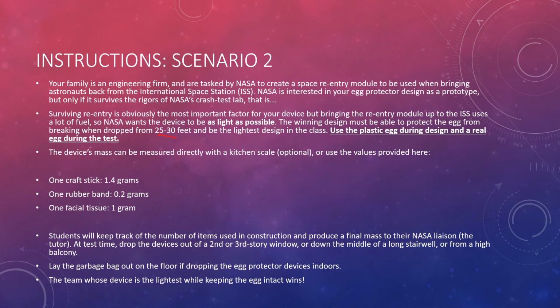It also should be the lightest design in the class or in your family. When you do this, again, please use a plastic egg during the design and then a real egg during our egg test. Now, you can, for the lightest design, use a kitchen scale at home, but if you don't have one, I've provided you with the amount of mass of each one of the items. One craft stick is about 1.4 grams, one rubber band is about 0.2 grams, and one facial tissue is about 1 gram.